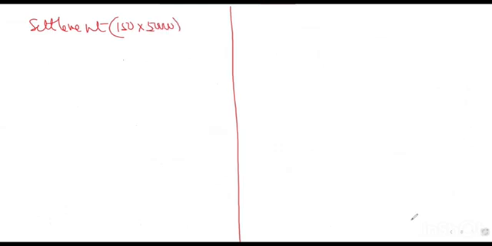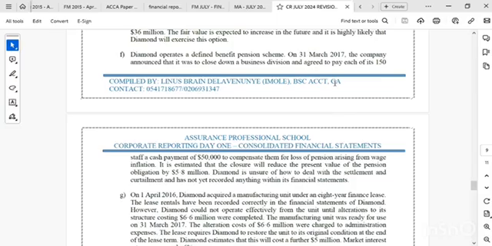The amount that we are going to be paying to the total number of 150. Each of them is being paid 50,000. So, agree to pay each of its 150 staff a cash payment of what? 50,000 to compensate them for loss of pension arising from wage inflation.